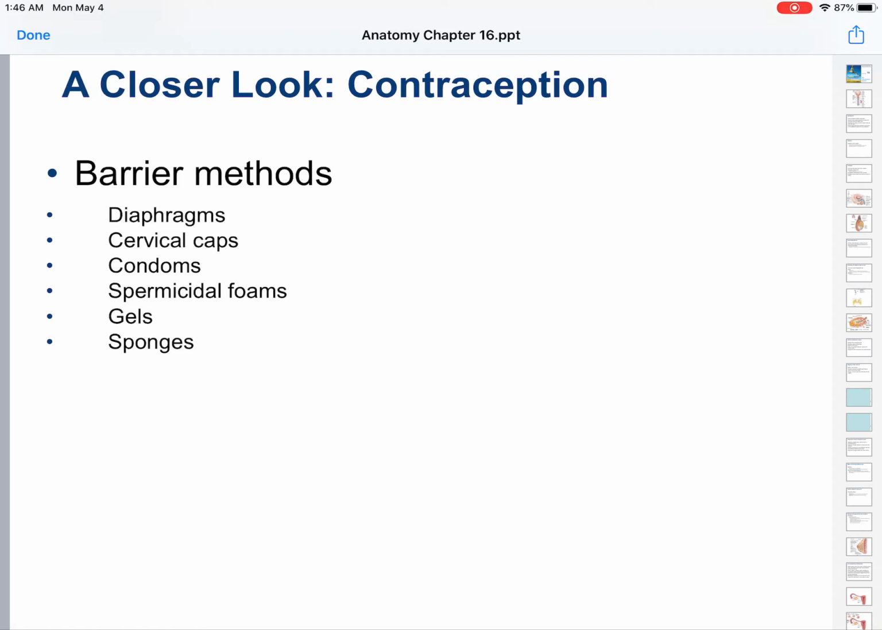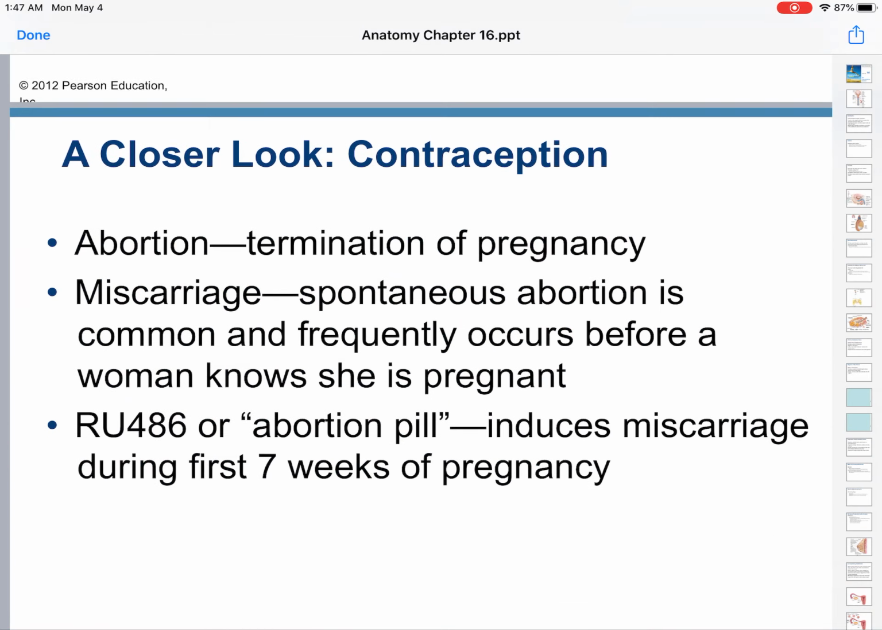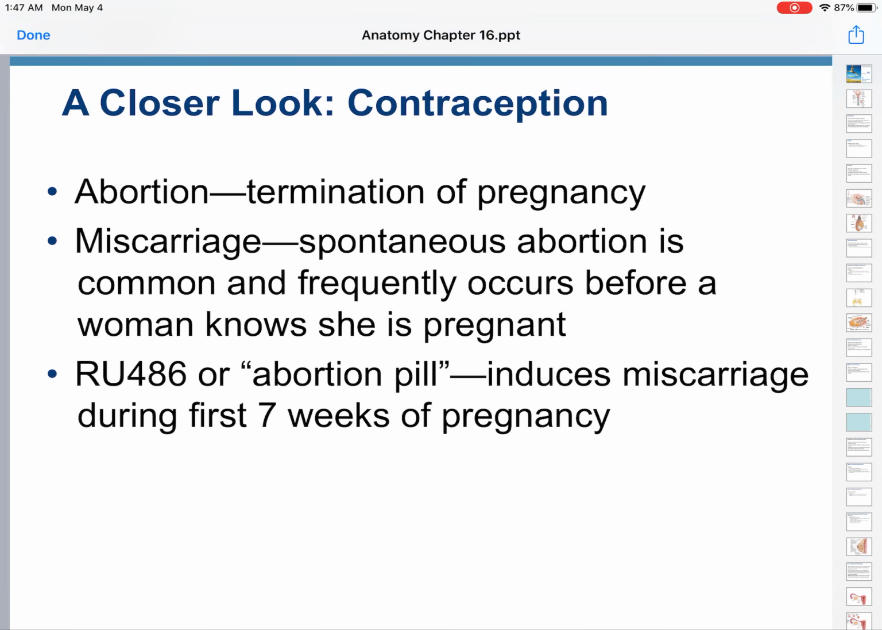There are then also several different barrier methods where you just prevent sperm and the egg from meeting, such as diaphragms, cervical caps, condoms, both male and female, spermicidal foams, which decrease the viability of the sperm in the most drastic way possible by killing them. You then have gels and sponges to absorb the reproductive cells as well.